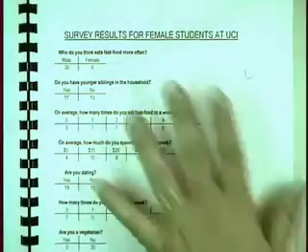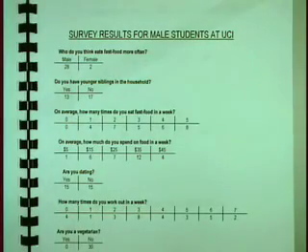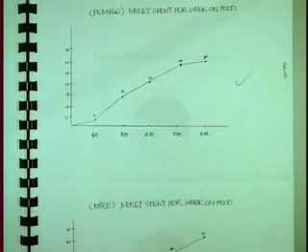tabulating things. And this particular survey was done at UCI. This is a UCI student. So she separated them as male and female. You can do that because her hypothesis had a lot to do with male behavior versus female behavior.